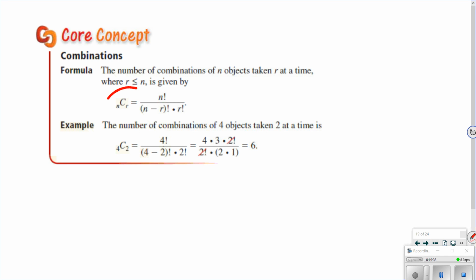Notice it's really similar. I still have n factorial on the top, and I still have (n minus r) factorial on the bottom. But now on the bottom, I also have times r factorial. Take just a second to write that down. This is really important. You have to have this formula to do a combination problem.